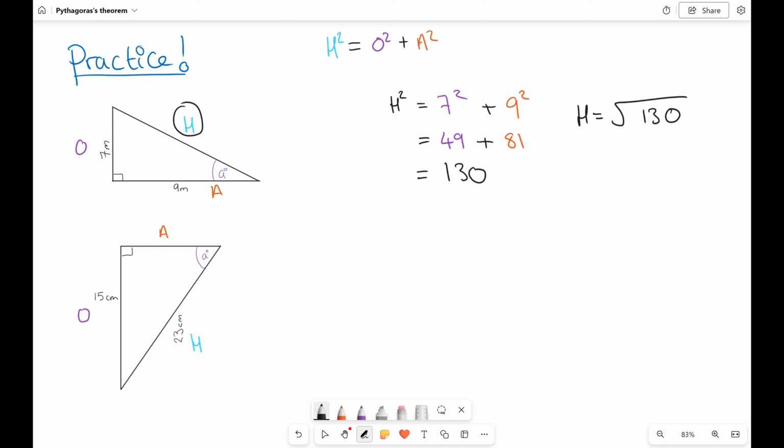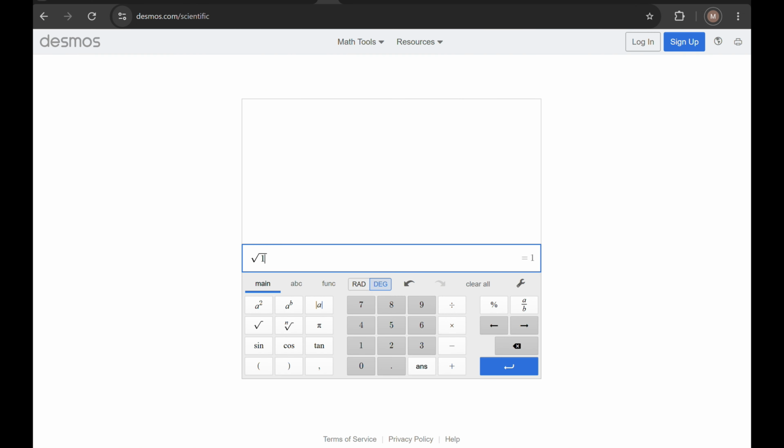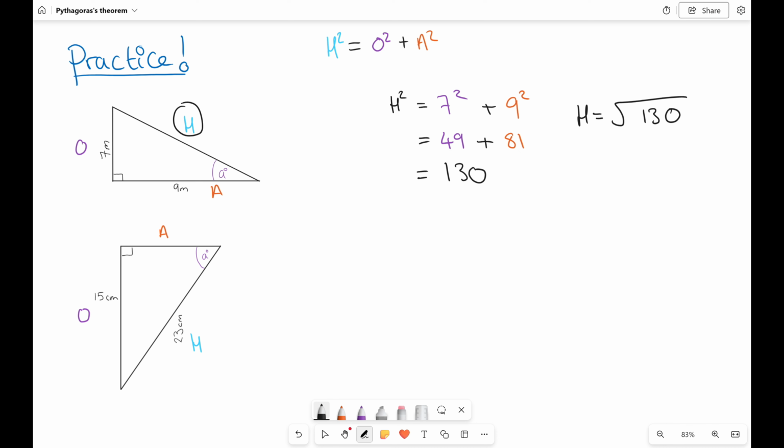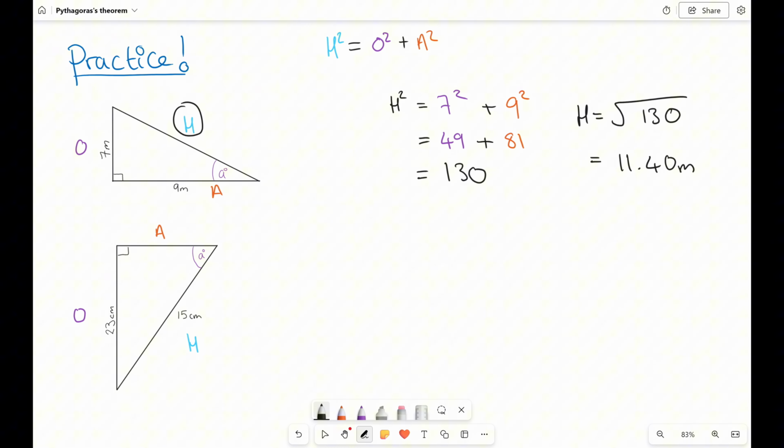Now this is the exact value. We can also plug it into our calculator. Root 130 is 11.40, to 2 decimal places. So we can put it in there, which is equal to 11.40 meters, because it's in meters, okay?